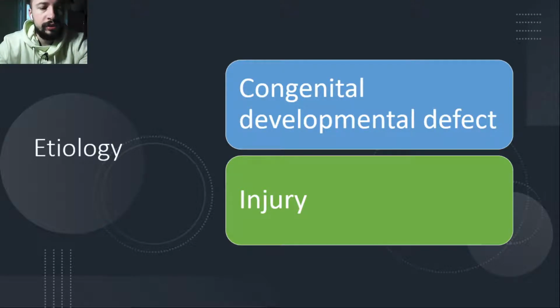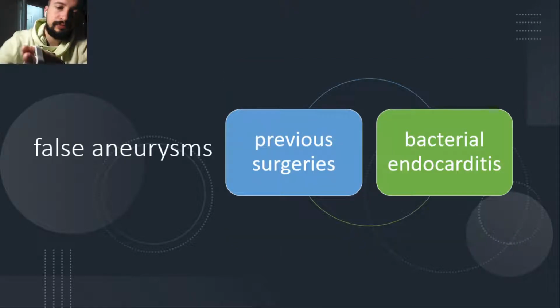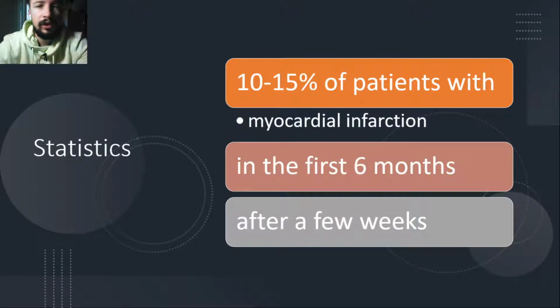Etiology: rarely the cause of an aneurysm may be a congenital developmental defect or injury. There are also false aneurysms that occur after previously undergone surgery or bacterial endocarditis. In statistics, aneurysm of the heart develops in 10 to 15% of patients who have suffered a myocardial infarction, in most cases in the first 6 months and sometimes after a few weeks.